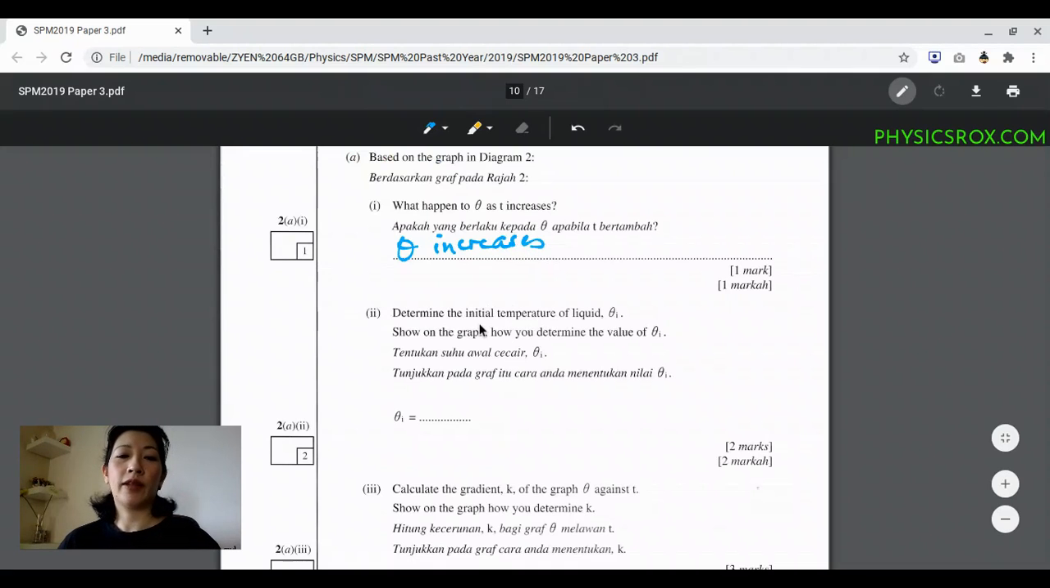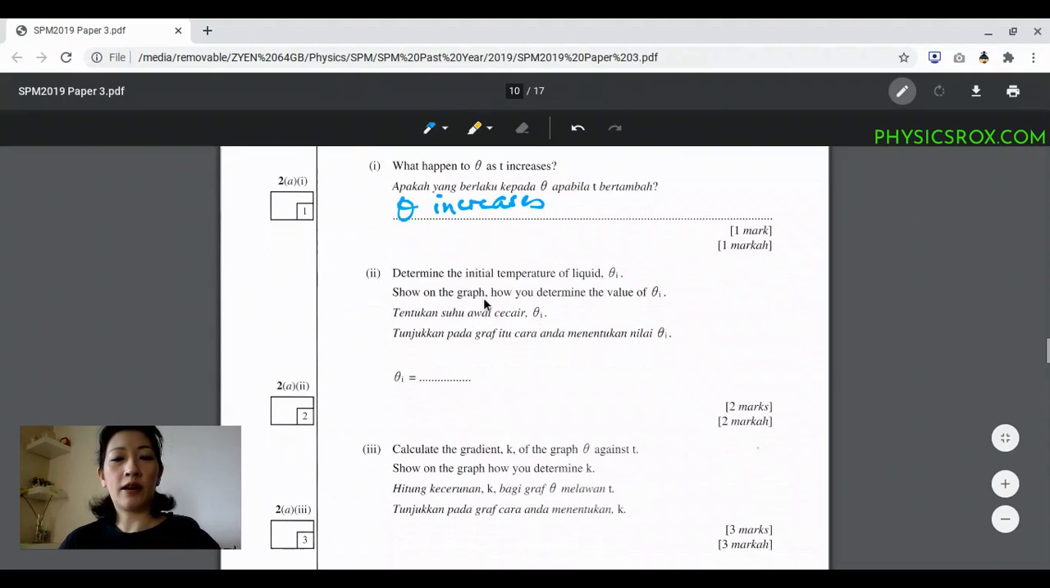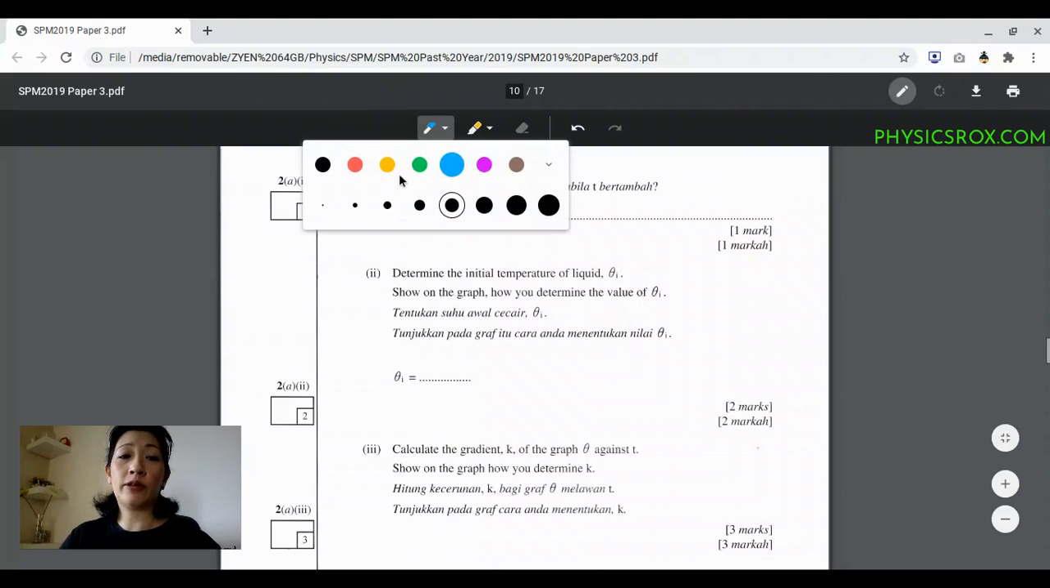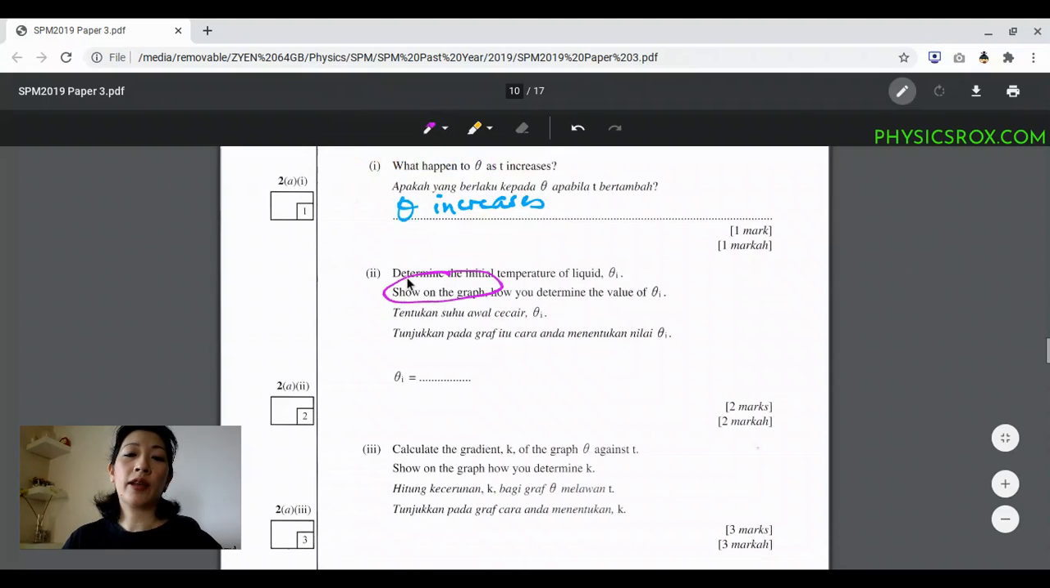Okay. Now, let's take a look at another kind of question. Let's look at the following question here. It says, determine the initial temperature of liquid, theta 1, and show on the graph. Now this is very important. I'm just going to put a different color here as a highlight. Let's use purple: show on the graph.